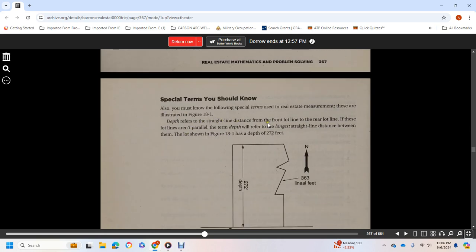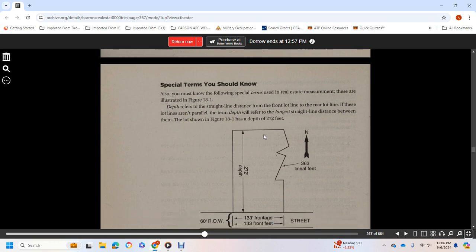Depth is the straight line distance from the front of the lot to the rear of a lot. If the lot lines are parallel, the term depth refers to the longest straight line distance between them. The lot shown in Figure 18.1 has a depth of 272 feet.